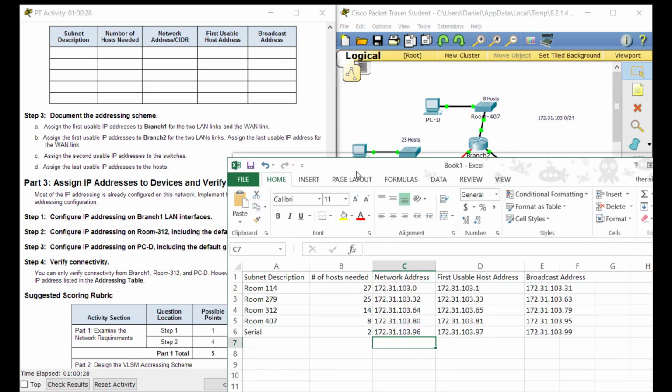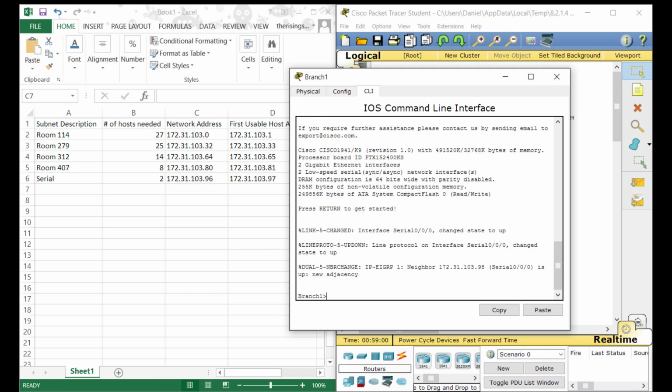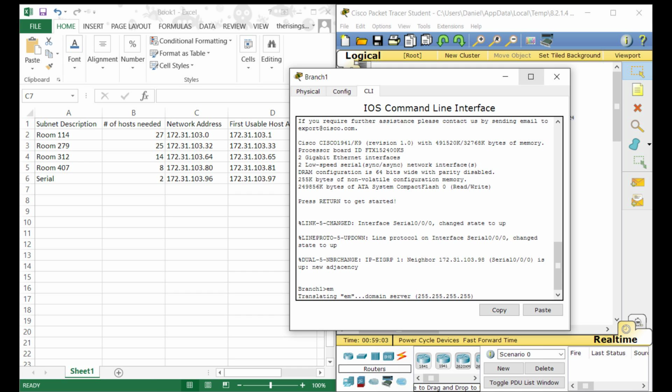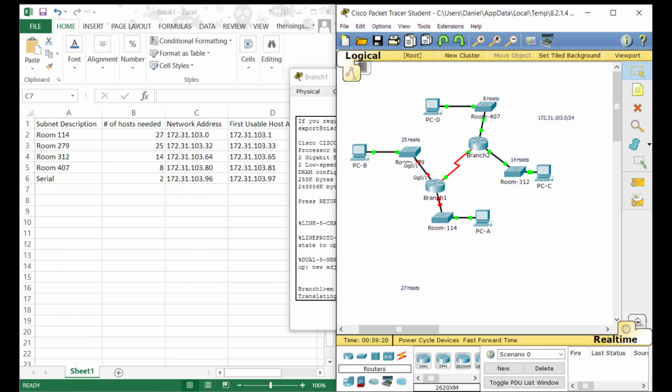Okay, so going for branch 1 interfaces. Oh my gosh, I had to mess up. Okay. So one cool thing you can do with Packet Tracer, hover your mouse over these links and it'll tell you the interfaces that are connected. And actually, while we're waiting for that, let's go ahead and just do the switch and the PC first.